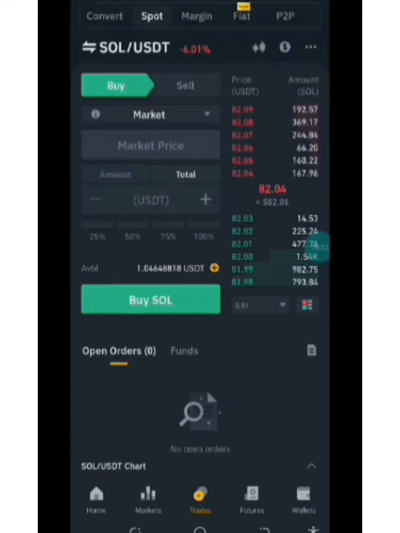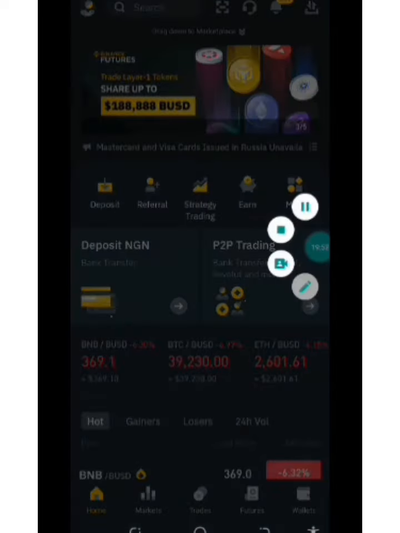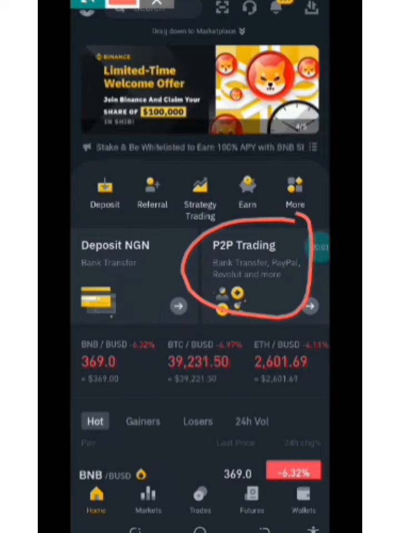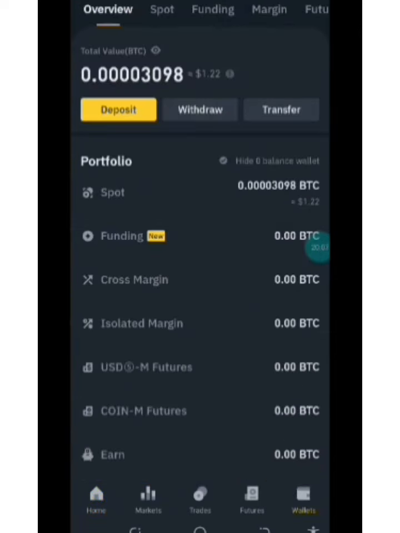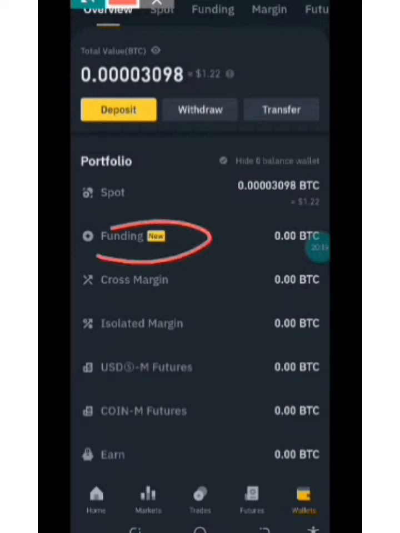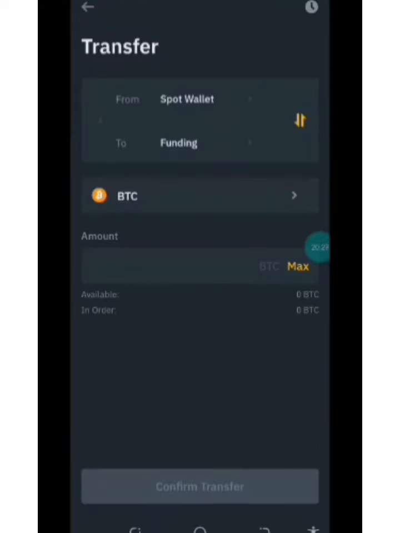Because when you buy through P2P, for instance, the asset is going to be in your funding wallet. So you have to transfer it from funding to spot for you to be able to trade spot. And if you want to trade futures, you have to transfer it from your funding or your spot wallet to futures wallet. So I want to withdraw, so I have to withdraw from my funding.